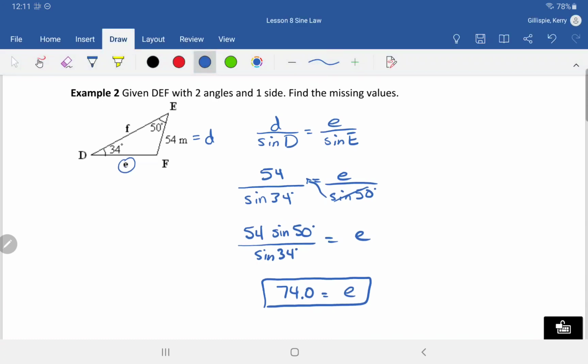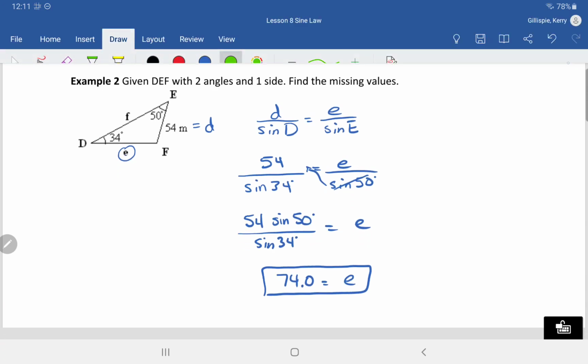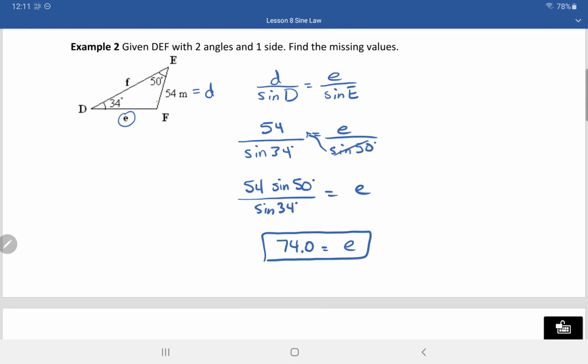Okay, from here, because it asks us to solve for everything, we now want to know a little bit about f. So we need to know angle f if we want to solve for side f. The easiest way to find angle f, keep in mind triangles always add to 180 inside, we can just subtract off the 34 and the 50, and that's going to give us angle f, which is 96 degrees.